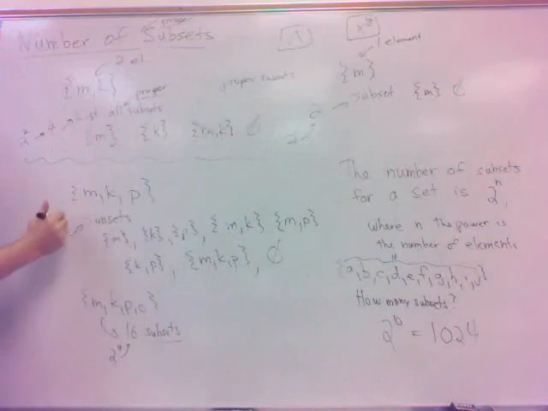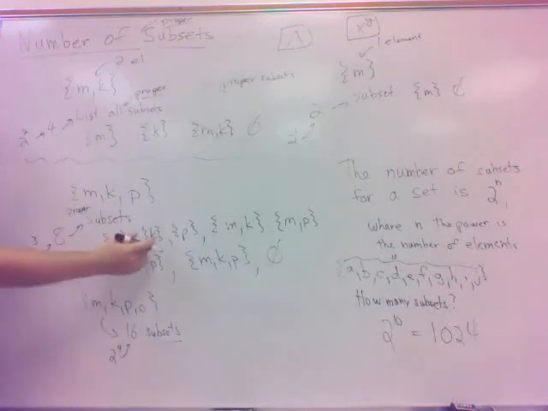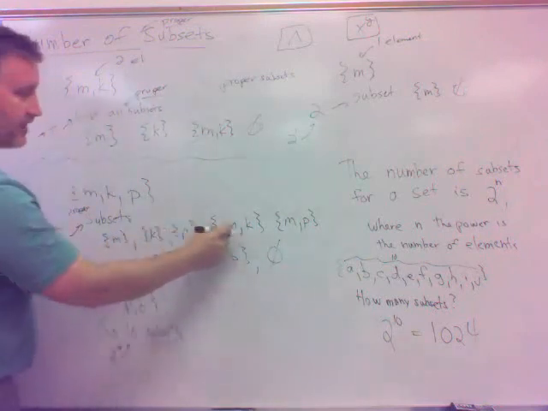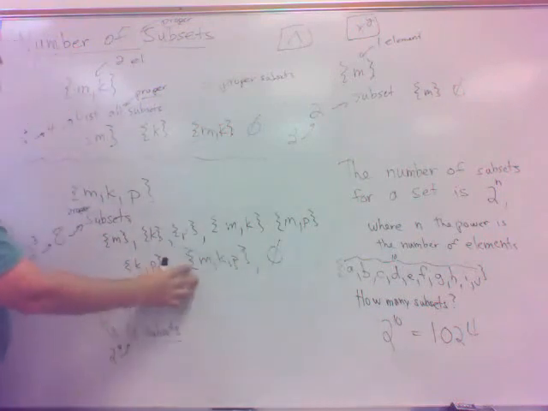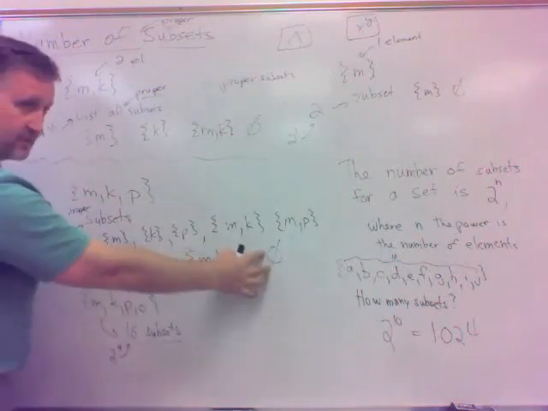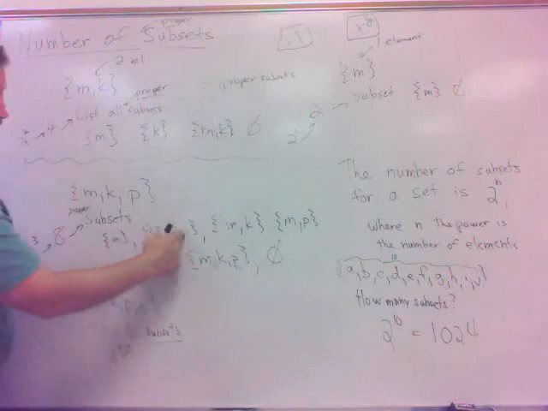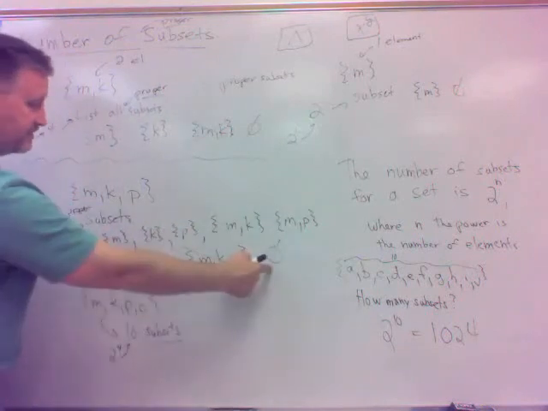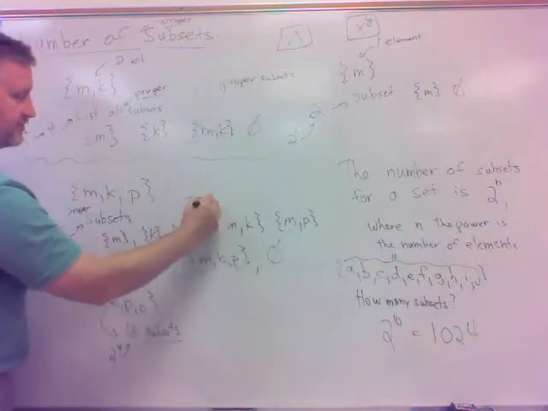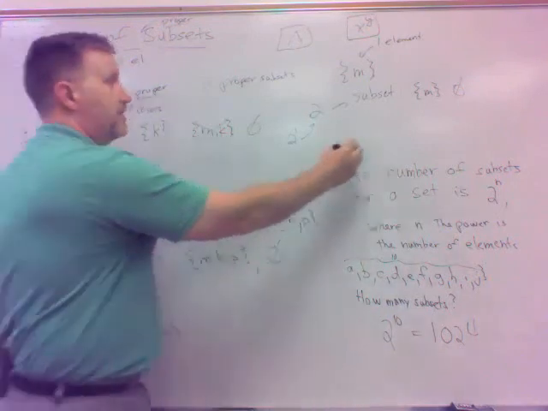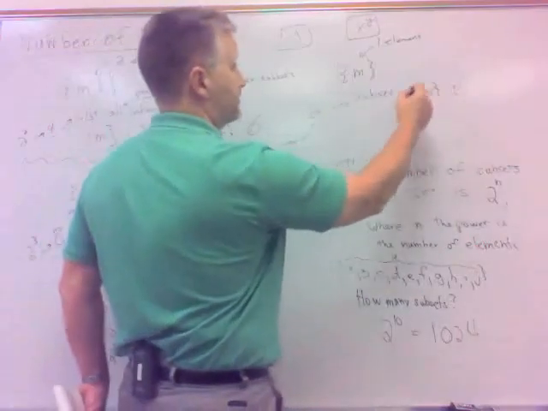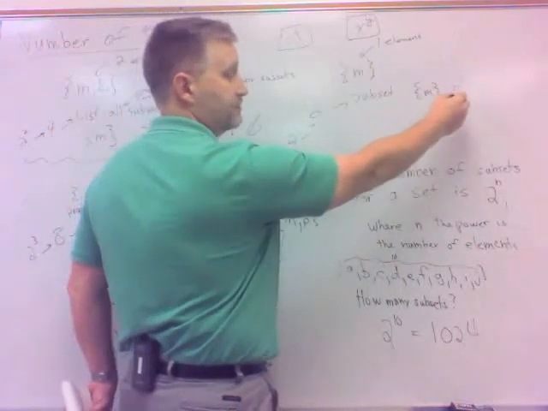Okay, same thing down here. If I was going to do the proper subsets on here, is this one? Yes. This one? Yes. All these are because they're smaller. MKP is smaller than MKP. This one isn't though, right? Because it's not smaller. This is smaller. Okay, so there's 1, 2, 3, 4, 5, 6, 7 proper subsets on this one. 8 subsets, but 7 proper subsets. And then up here, this one's not smaller, so there's only 1 proper subset.